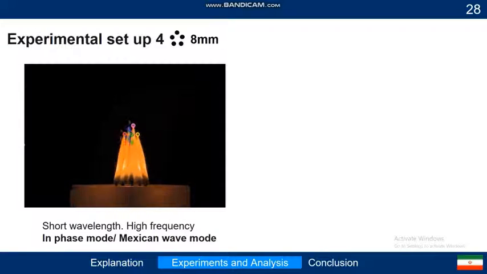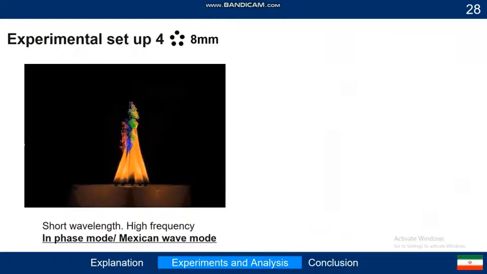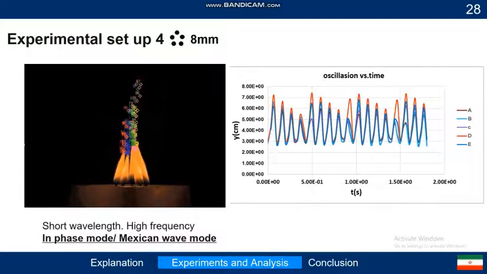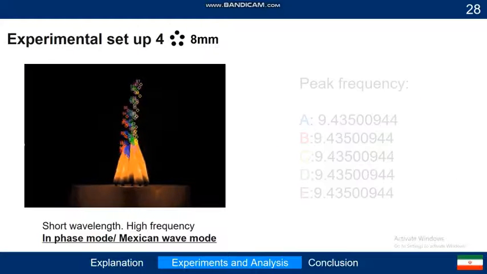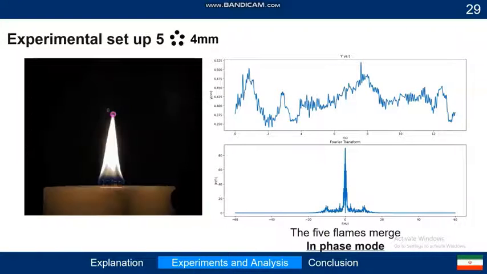First of all is the pentagon shape at 80 millimeters. As you can see, it has in-phase mode and Mexican wave mode. I tracked the video and used the positions of the tips of the flames, and then I used a Fourier transform to see the peak for each of the 5 tips in this video. As you can see, they're all the same, and the frequencies are the same, so we called it in-phase mode. Next is the pentagon shape at 40 millimeters.